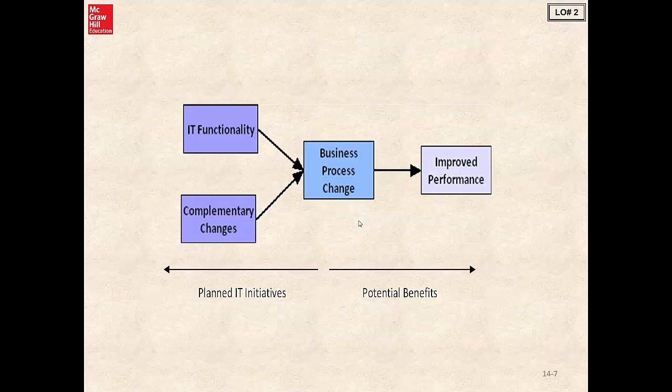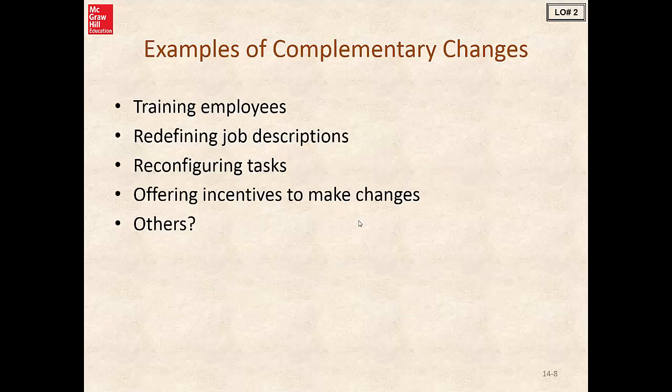So if we look at that process, we have our planned IT initiatives and potential benefits from left to right. So we have IT functionality and complementary changes that flow into business process change, which hopefully results in improved performance. Examples of complementary changes to IT initiatives: training employees, redefining job descriptions, reconfiguring tasks, offering incentives to make changes, and possibly others, right?